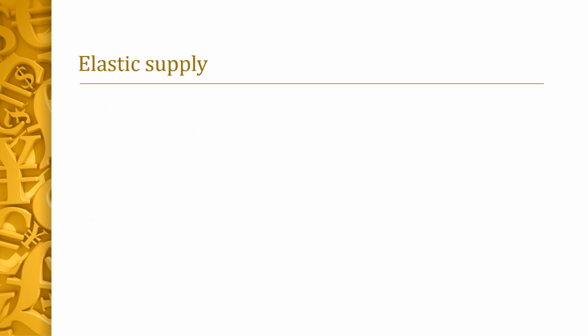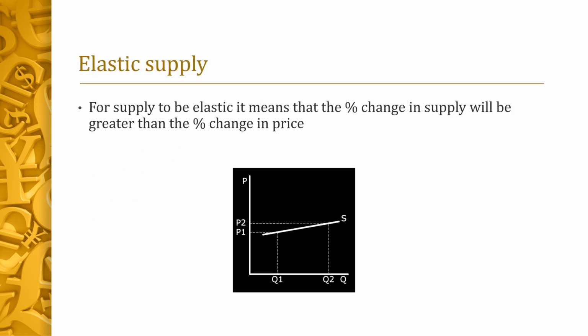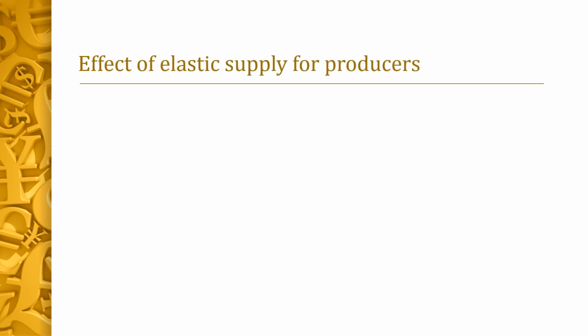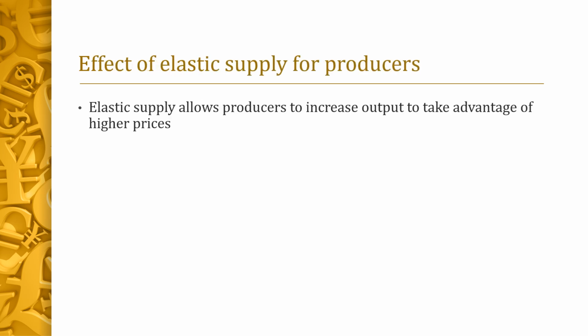For supply to be elastic, it means that the percentage change in supply will be greater than the percentage change in price. Therefore, PES is greater than 1. Elastic supply allows producers to increase output to take advantage of higher prices.